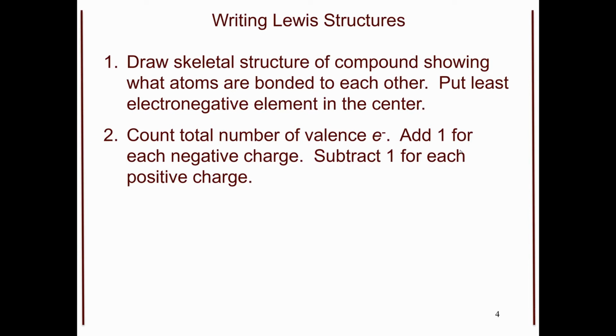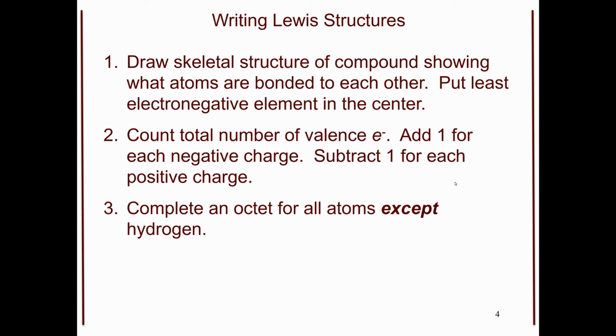Another thing we have to do is look out for charged species. If we have a negative charge, we must add 1 electron. So if we were to have carbonate, CO3 1-, we would need to add 1 electron to the total electron count. If we have a positive charge, like that of ammonium, we would need to subtract 1 electron because we need to have a positive charge.